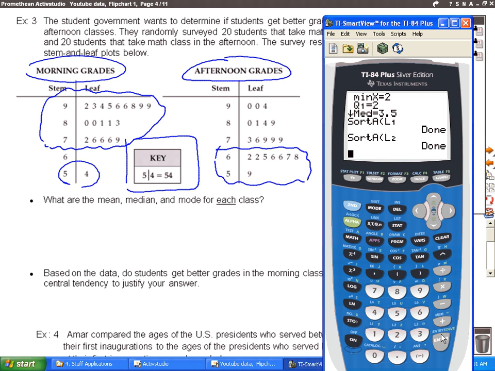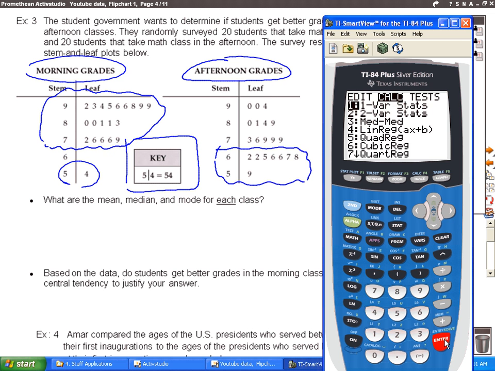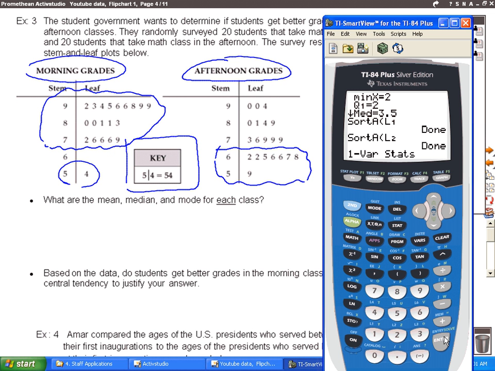Okay, now when I go back and look at the data in the calculator, the data will be in order from least to greatest, and I'll get the mode in a few minutes. Now I'm going to find the mean and the median using my calculator, so I'm going to calc one variable statistics, and I want to find that information for the morning classes, and the data is in list number 1.